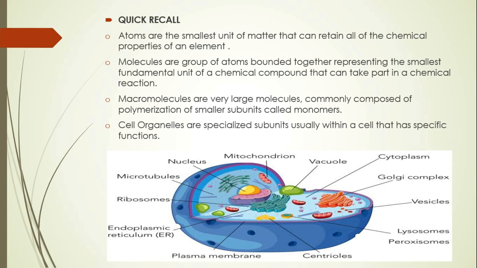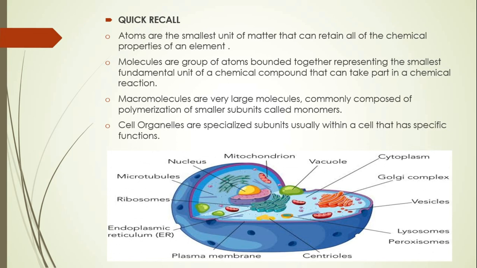Now, the question is, these cell organelles are formed from atoms. Atoms come together to form molecules. Molecules come together to form macromolecules. Macromolecules come together to form these cell organelles. And these cell organelles come together to form what we call the cell, either a plant cell or an animal cell. But here, the diagram before you is a diagram of an animal cell.